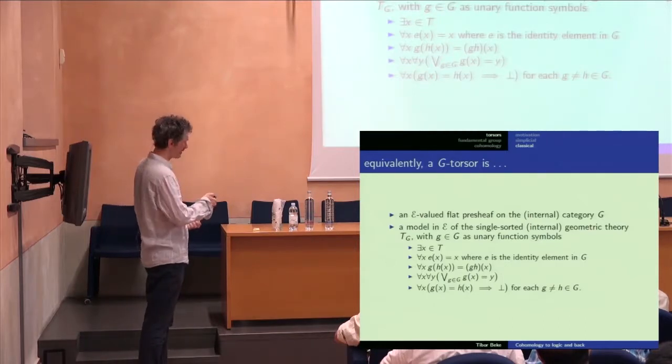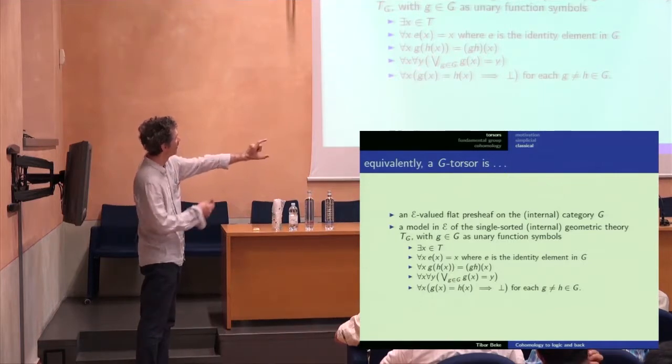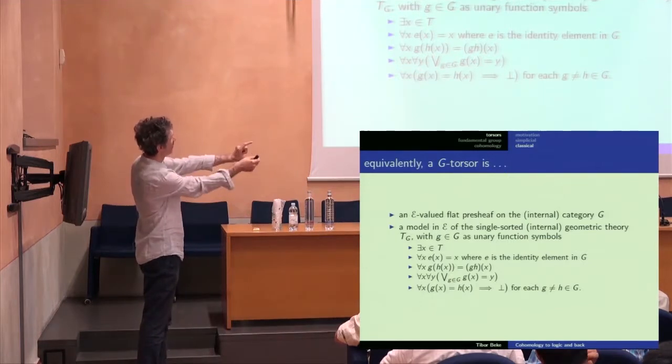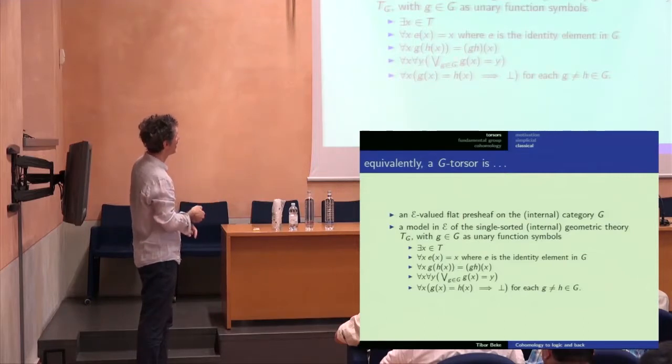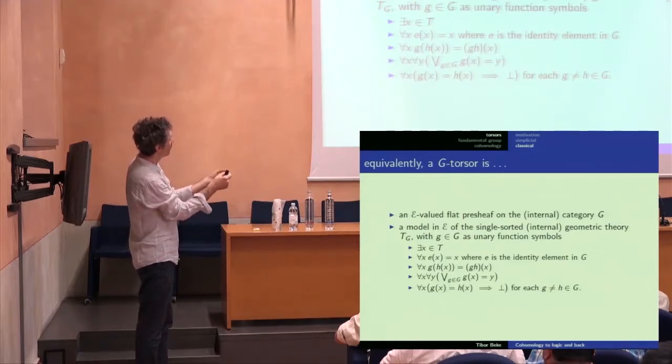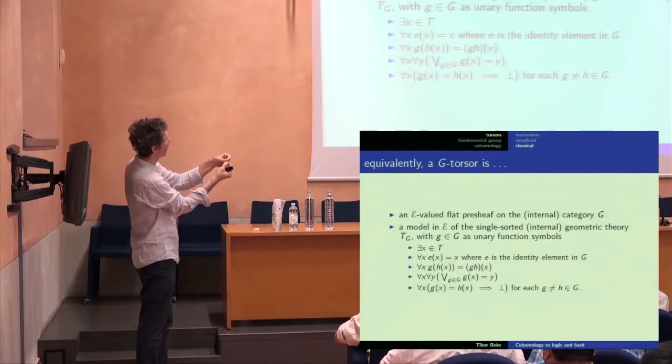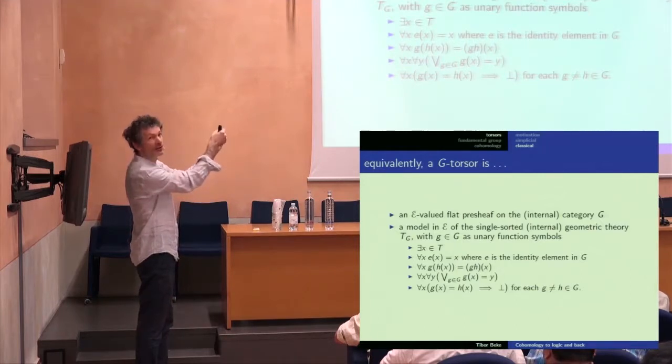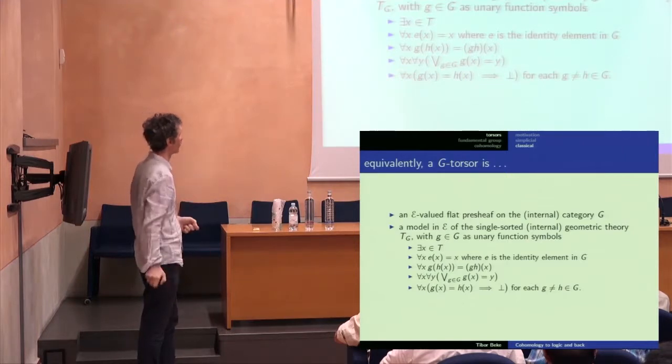And then this says that if you have two elements of the set acted on, then there's a group element that takes one to the other. And this last line says that different group elements never take the same element to the same target. So there's always a unique group element that takes it from one location to the other.